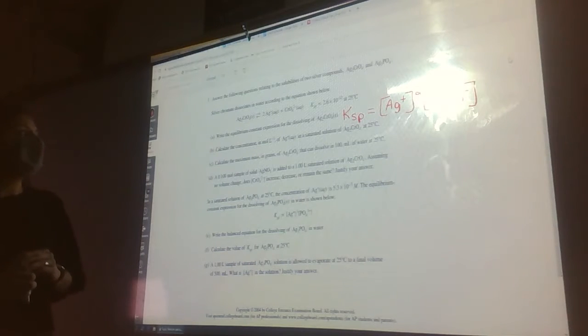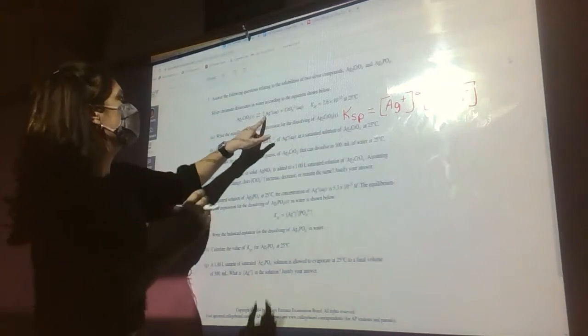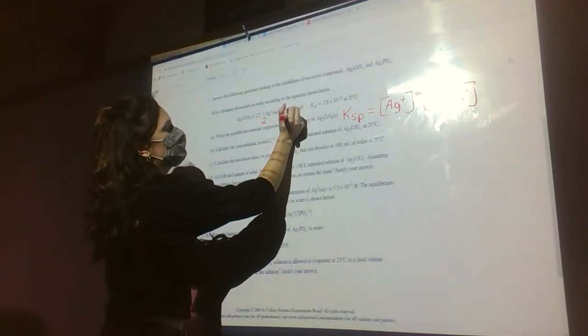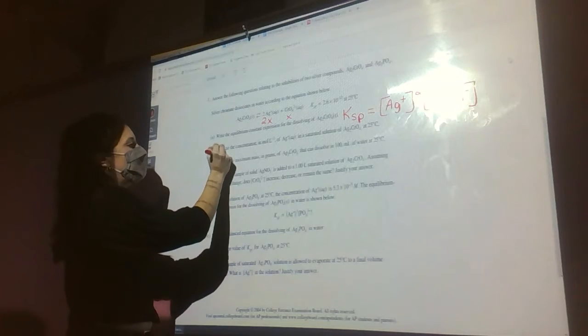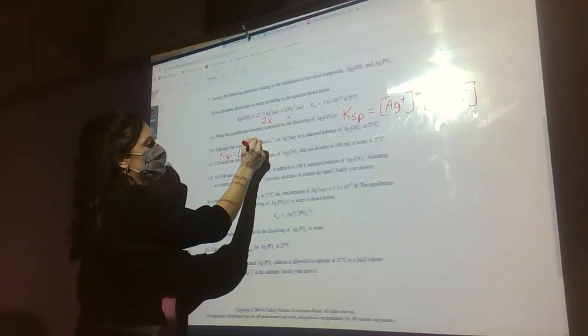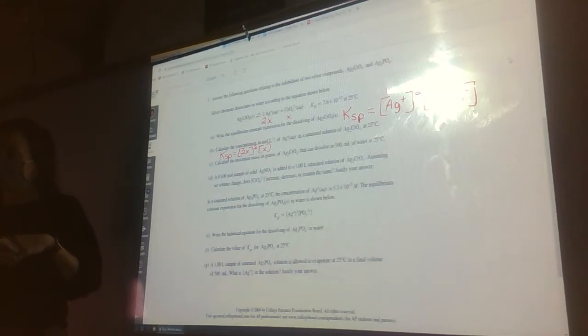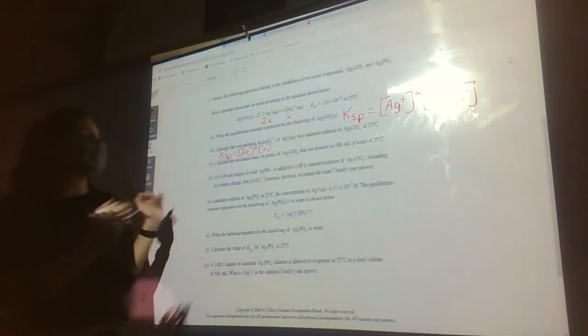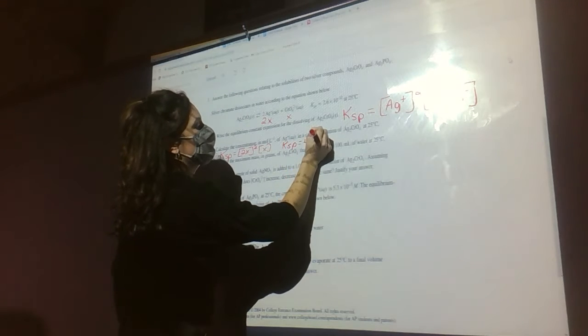Calculate the concentration in moles per liter of silver in a saturated solution of silver chromate. So here's the thing. Silver is 2 times chromate. So silver is 2x. If we wrote this in terms of x, it would be KSP equals 2x squared times x, right? It's a 1 to 2 ratio. So KSP equals 4x cubed.